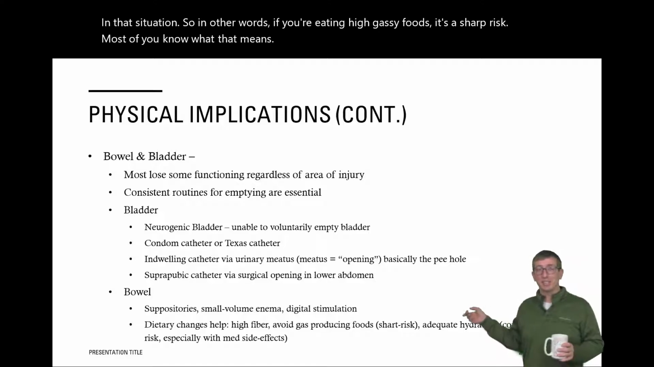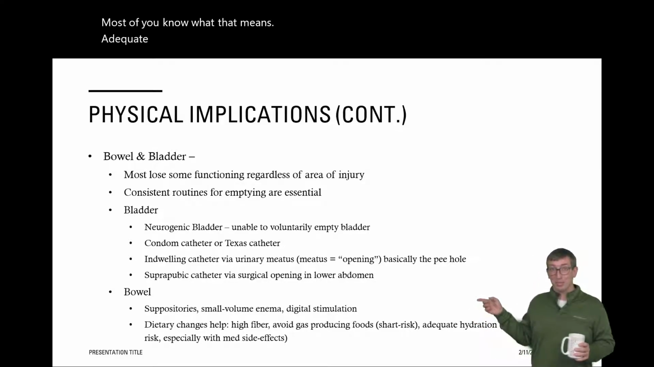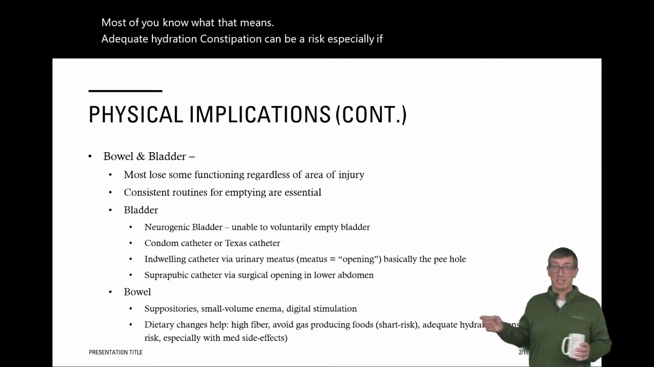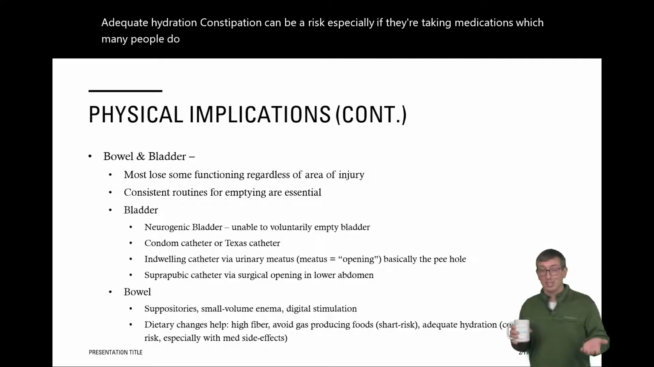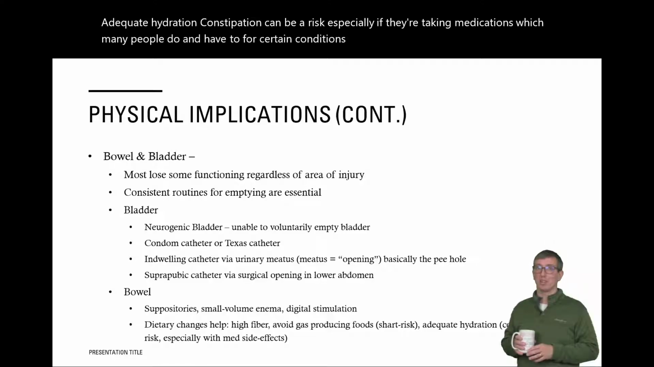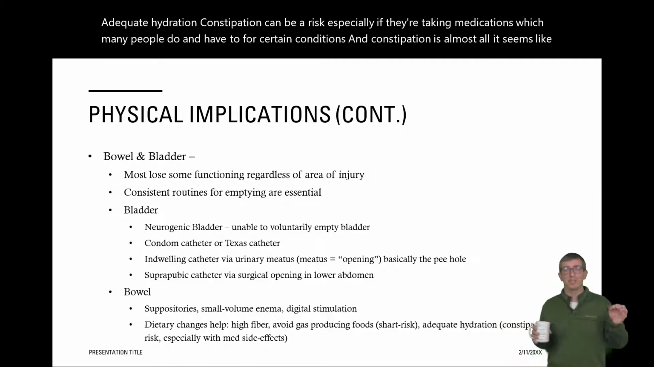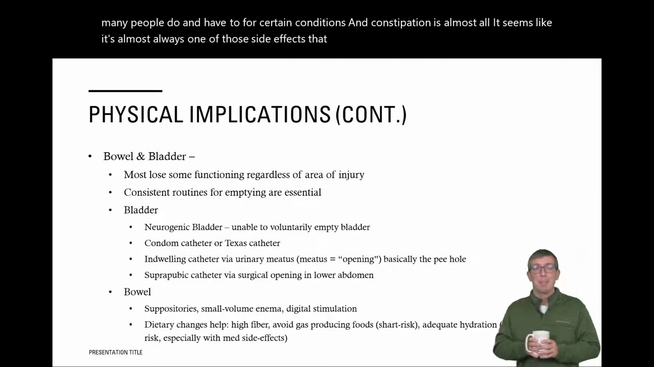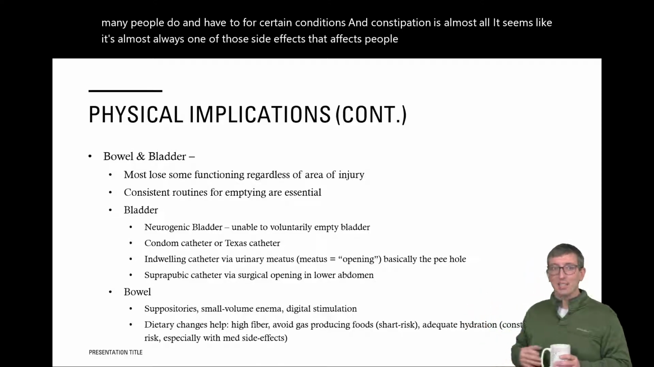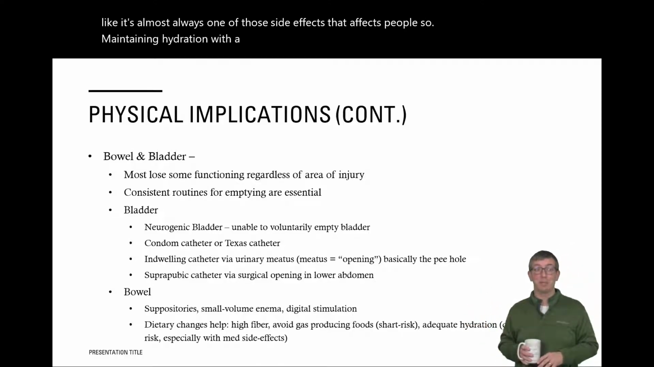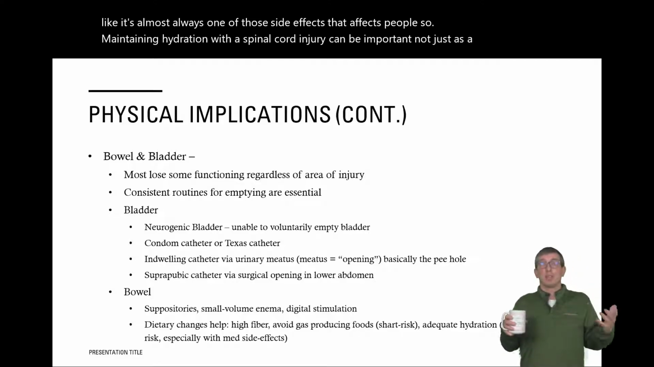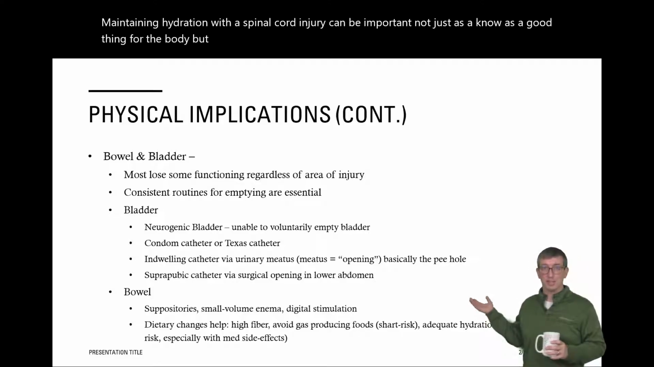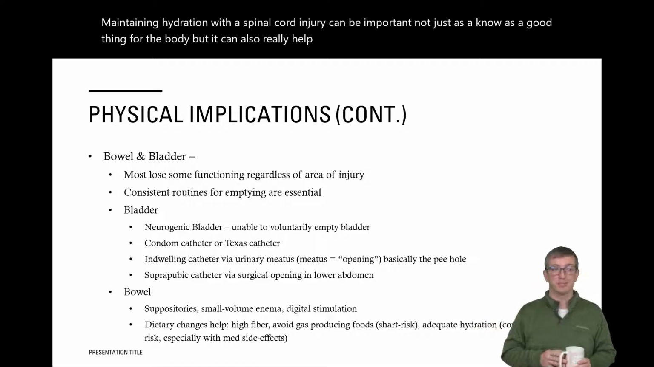Adequate hydration. Constipation can be a risk, especially if they're taking medications, which many people do and have to for certain conditions. And constipation seems like it's almost always one of those side effects that affects people. So maintaining hydration with a spinal cord injury can be important, not just as a good thing for the body, but it can also really help this bowel issue.